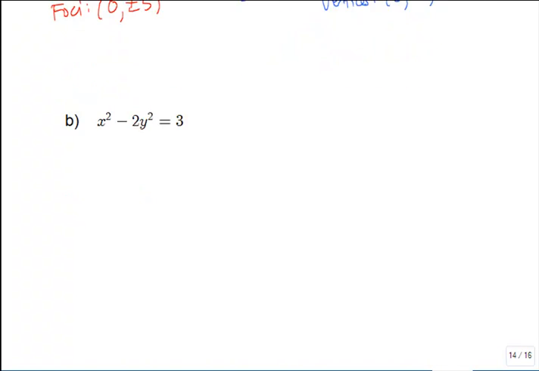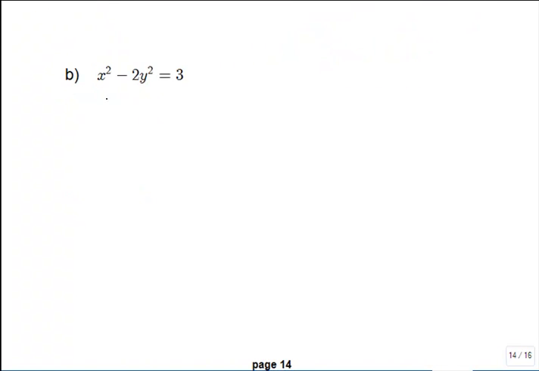Okay? Alright, let's try another one. Now this one doesn't look anything like that last example when you look at the initial equation. So what we need to do is transform it by putting it into that equation, and the key to doing that is getting that 1 on the right hand side. Both the ellipse and the hyperbola are always supposed to be equal to 1.